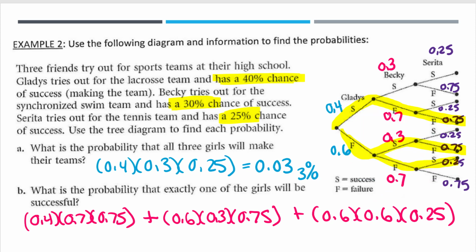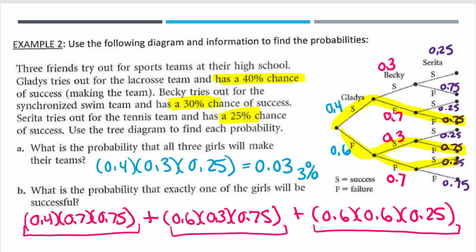So what we're saying here is that each of these between the addition signs are events where we have 2 failures and 1 success, but any of those combinations can happen. So it could be the first combination or the second combination or the third combination. So if we add those up, we end up getting 0.45. So it's a 45% chance that exactly 1 girl will be successful while 2 are unsuccessful.